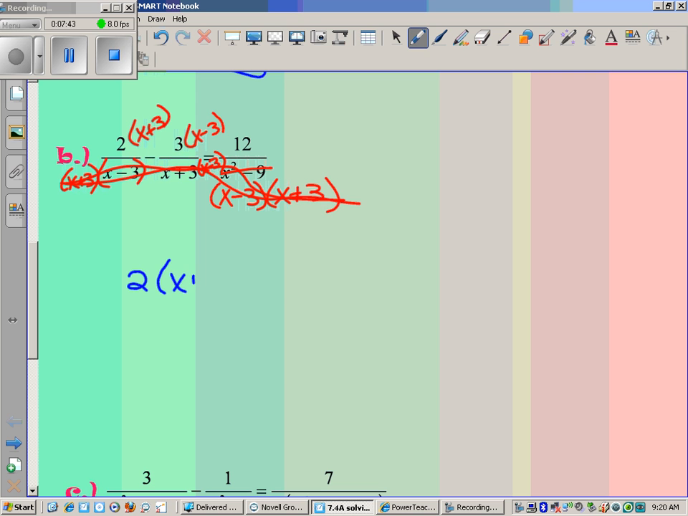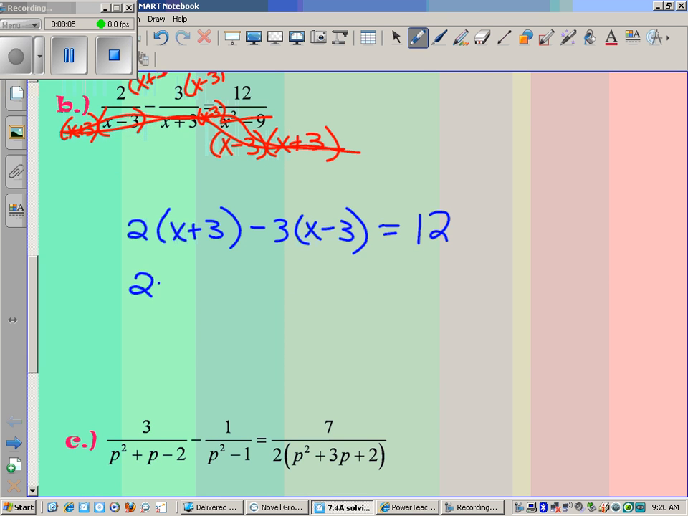On the top, I have a 2 times x plus 3. I have a negative 3 times x minus 3 equal to 12, right? This is my top. Because my bottom's the same, all I have to do is worry about the tops being equal. What do I do now? Distribute. 2x plus 6 minus 3x plus 9 equals 12. Will you finish solving that, please, and get me an x equals?